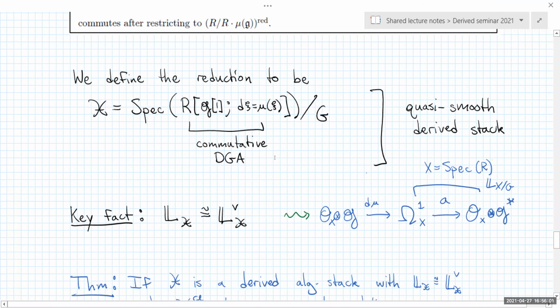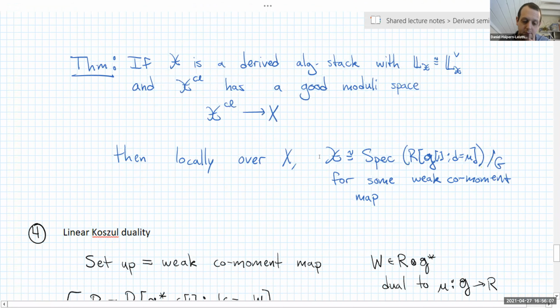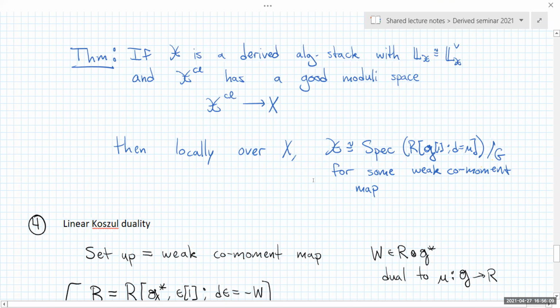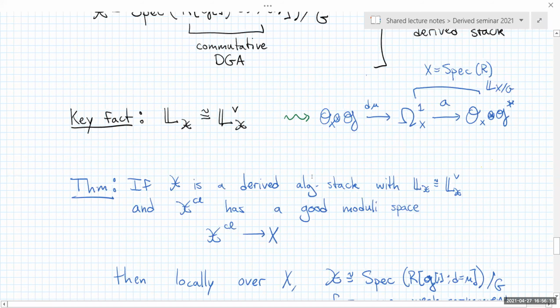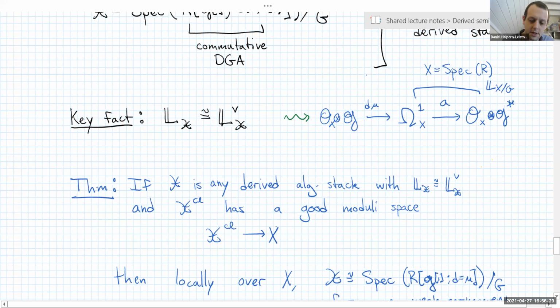It's a quotient, but it's a local model for any stack with a good moduli space that has a self-dual cotangent complex. I'm sorry, is X in the theorem the same as it was before? No, that's different. Script X is any stack. I'm not asking about script X, but about the good moduli space. No, this is the moduli space.